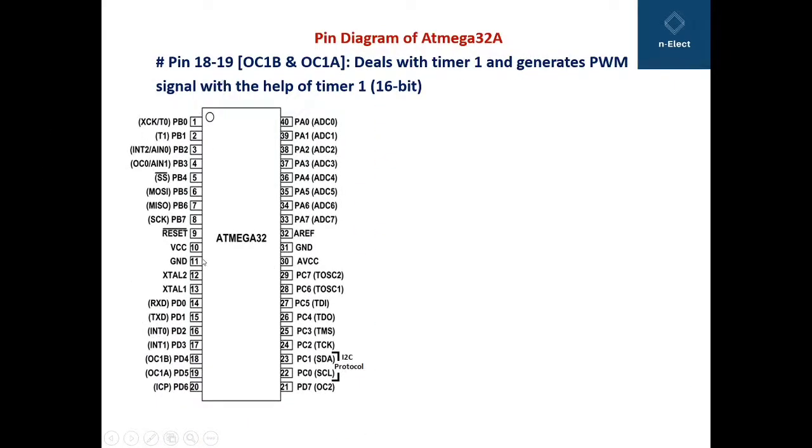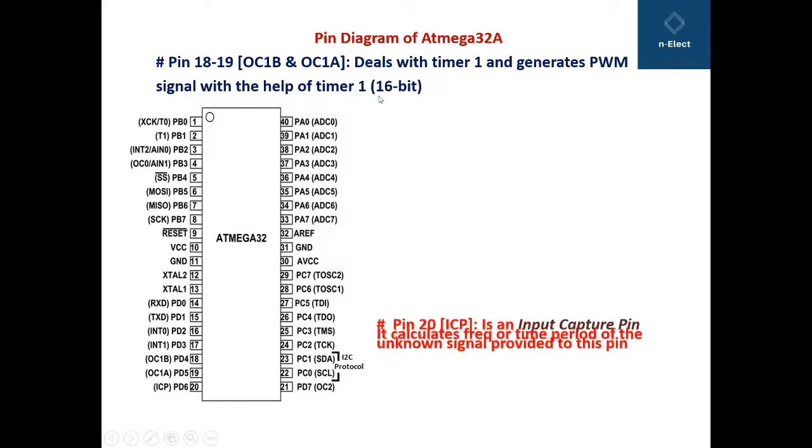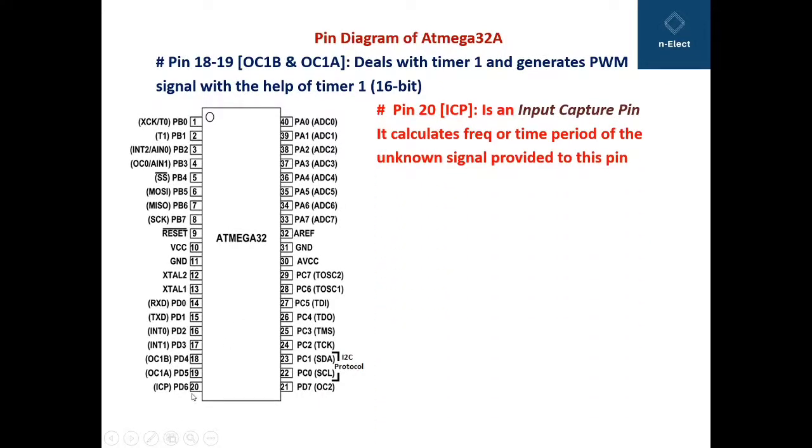Pin number 18 and 19, which are OC1B and OC1A pins, deal with timer 1 and generate a pulse width modulated signal with the help of timer 1, which is a 16-bit timer. Pin number 20, which is ICP, is the input capture pin. It calculates the frequency or time period, because frequency and time period are inversely related. Frequency is equal to 1 upon time period. So the input capture pin will calculate the frequency or time period of the unknown signal provided to this pin.